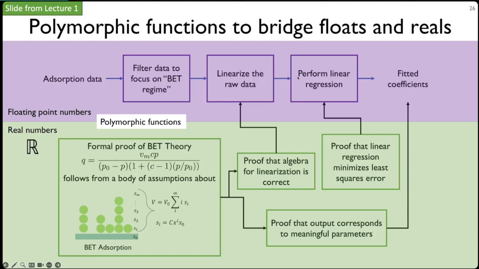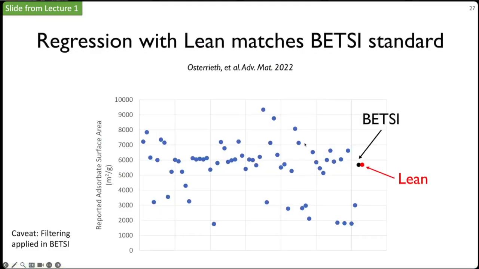What we have now is the linearization and the linear regression running in Lean, along with proofs about these things and some results that show our code. If we give it the pre-filtered data set, okay, so I have the caveat here, filtering is being applied in Betsy. We get what Betsy said it should do for the filter, and we get the same answer.